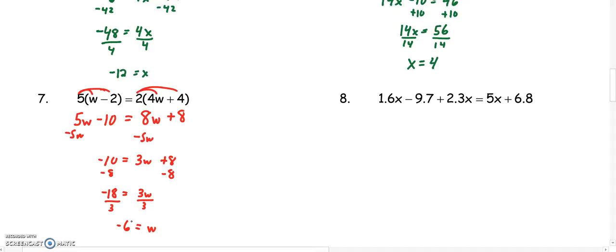In number 8, we have decimals, but we're still doing the same process. So notice that I have two x terms on the left. I need to combine those together first. So 1.6 plus 2.3. Remember, when you're combining variables on the same side, you use the same signs that they have. So we're adding, and we should get 3.9x minus 9.7 equals 5x plus 6.8. So 3.9x is smaller, so we're going to subtract that from both sides.